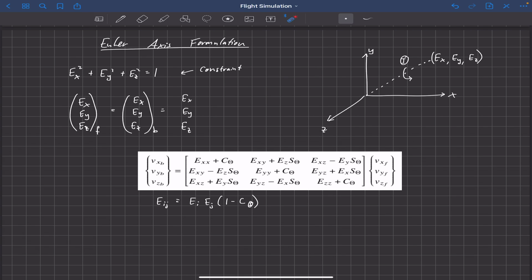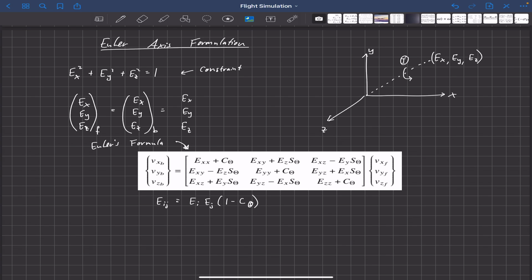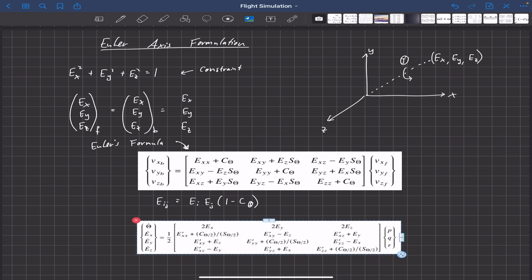Okay, so now we know how to use this. Using Euler's formula, we can get this rotation matrix from one coordinate system to the other, and we can go either direction, from body fixed to earth fixed, or earth fixed to body fixed. And now what we need to know is the change in our Euler axis as a function of rotation rates on board the aircraft. And so this is what we get for that.